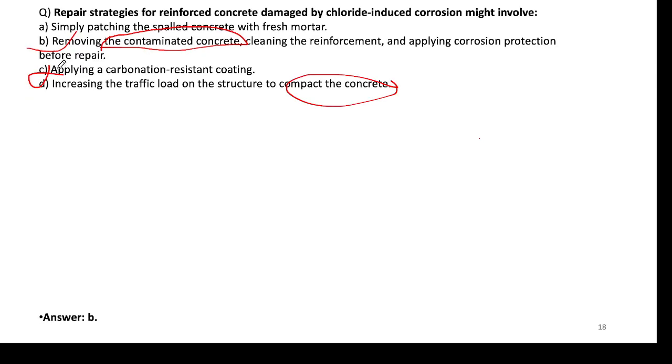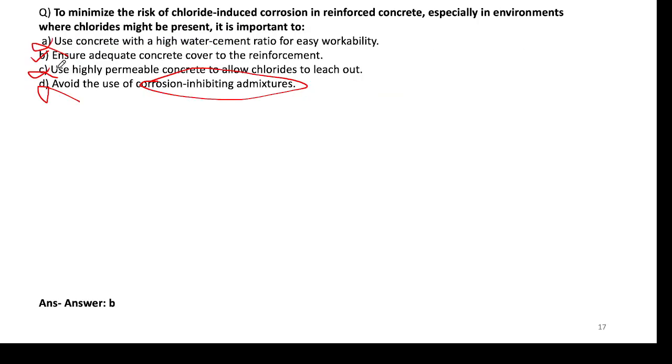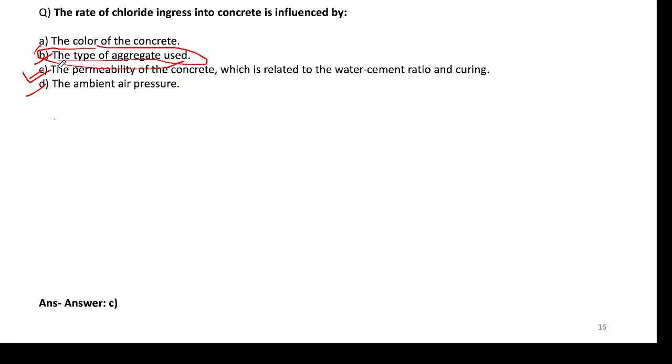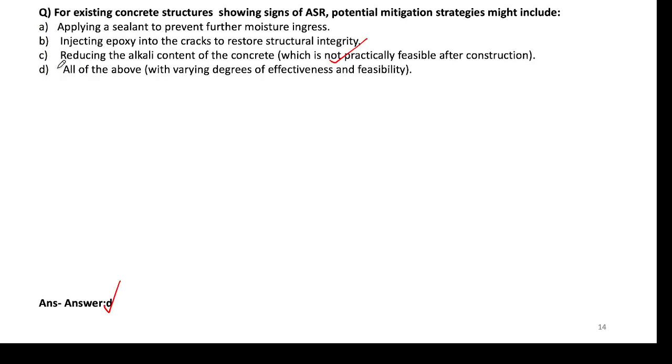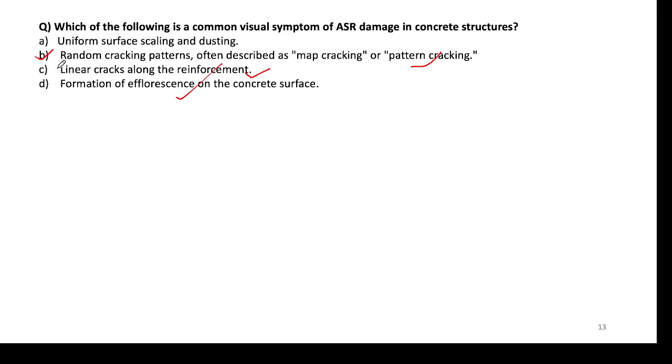And then we have touched upon repair strategies and reinforcement damage from chloride induced corrosion, and how to mitigate that. Use of lower water to cement ratio and lower permeability will reduce the ingress of chlorides and the possibility of chloride induced corrosion. Then ASR, the alkali silica reaction, we have covered: how it can form pattern cracks, and how we can reduce it, like use of lower alkali cement and non-reactive aggregate.